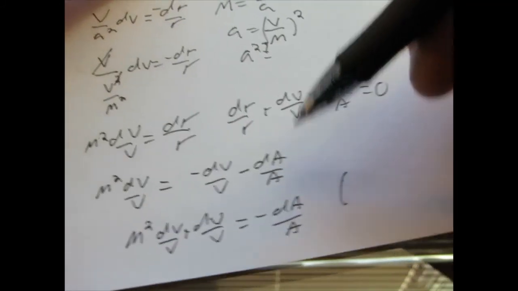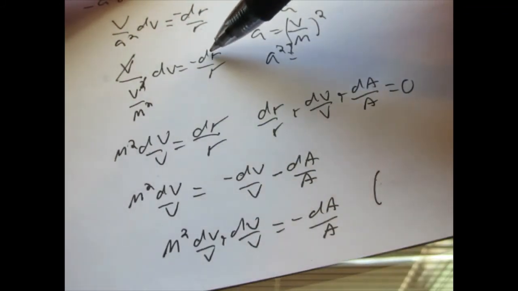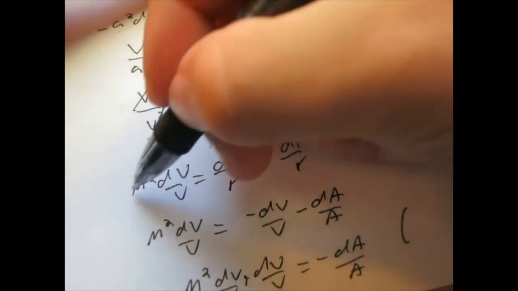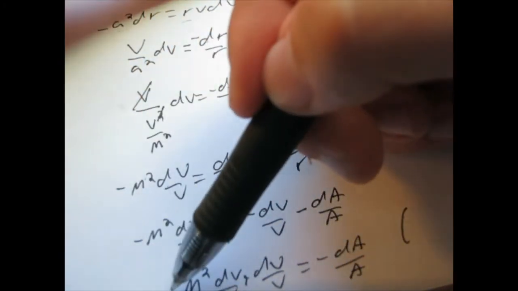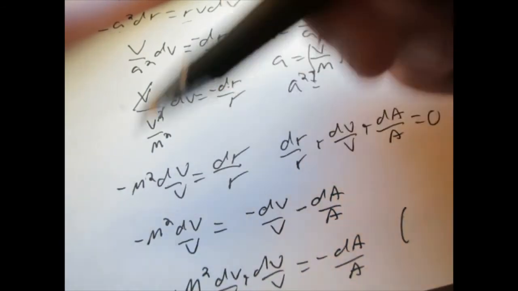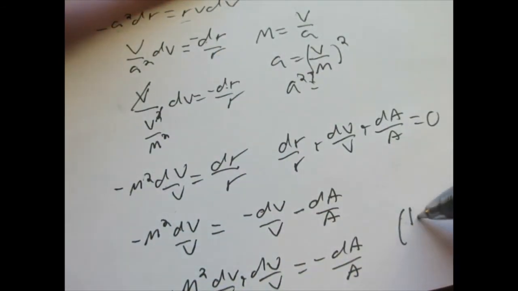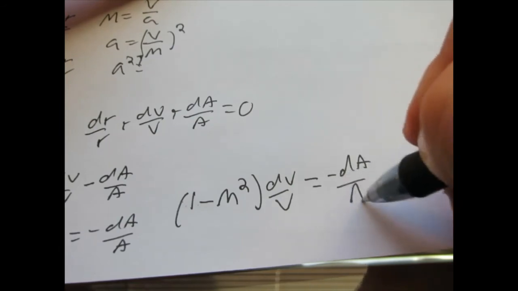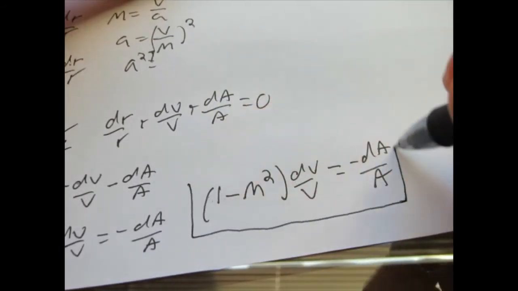We should have a negative. I missed something. Hold on. This is a negative d rho, so we're going to move the negative to here. So this should have a negative. My bad. Hold on. That should be a negative. So we're left with 1 minus M squared, dV over V, equals negative dA divided by A. This is our big result that we did all that work for.